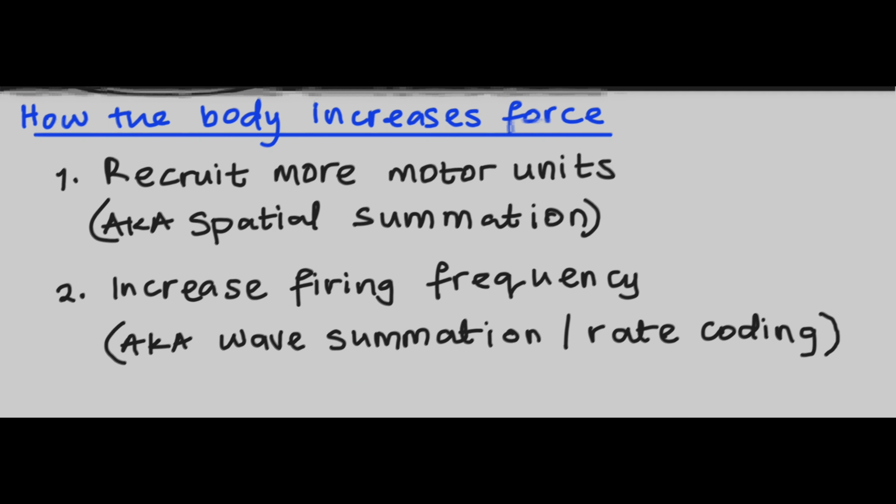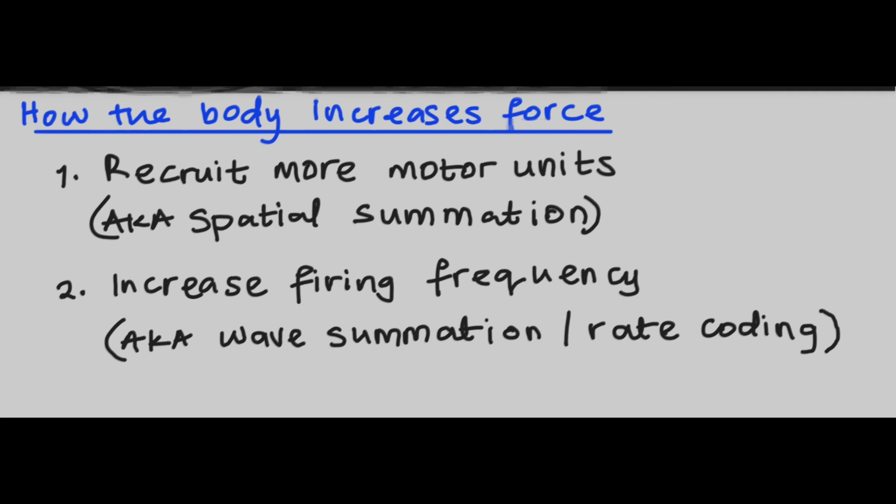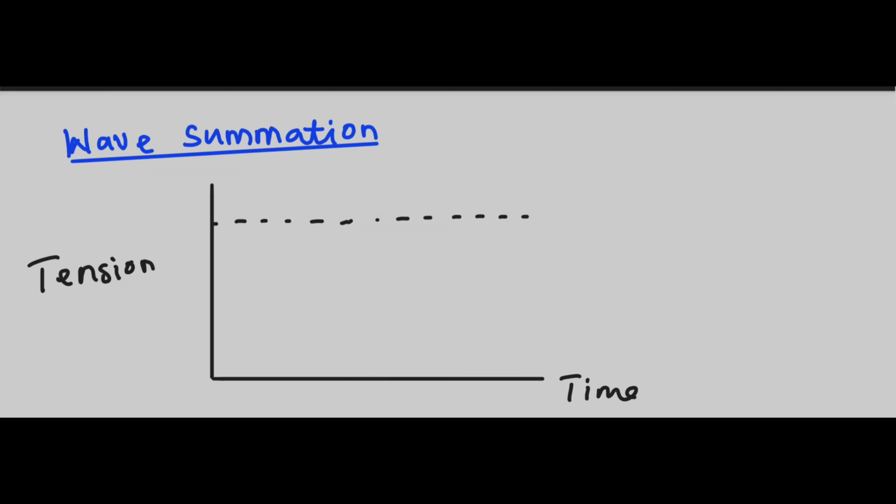Let's say there's been an impulse that has been sent to a motor neuron, causing all of the muscle fibers that are innervated by that motor neuron to contract. Before that contraction even comes to an end, imagine you send another impulse and another impulse and another impulse. So it causes the tension to build up from all of these contractions so that a greater amount of force can be released. Now, wave summation can be shown like this on a graph.